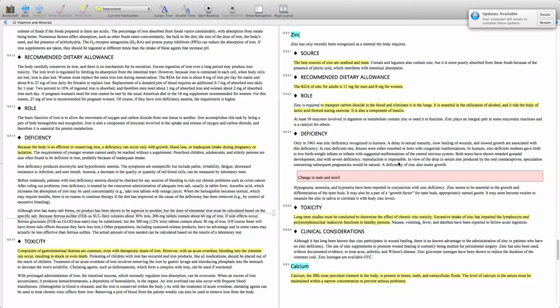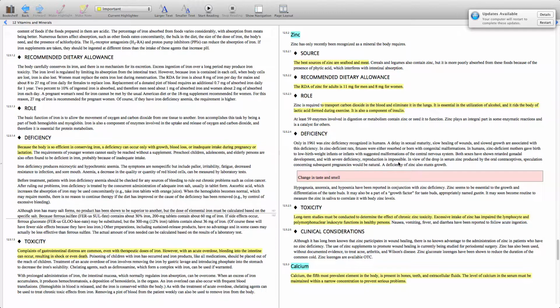Zinc, the best sources for zinc are seafood and meat. And they transport carbon dioxide in the blood and eliminate it in the lungs. Deficiency, you can have a change in taste and smell. Toxicity, long-term studies must be conducted to determine the effect of chronic zinc toxicity.